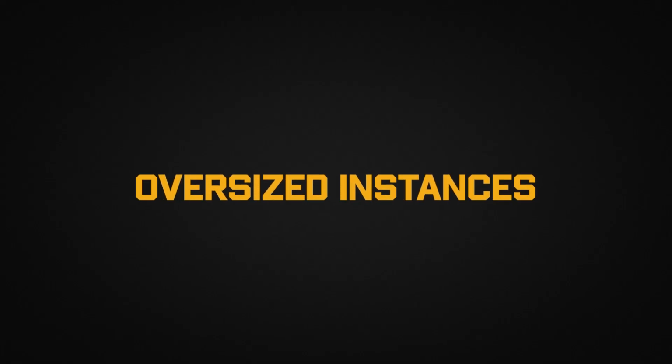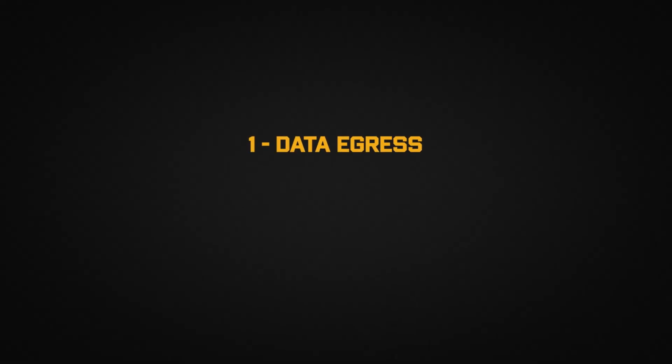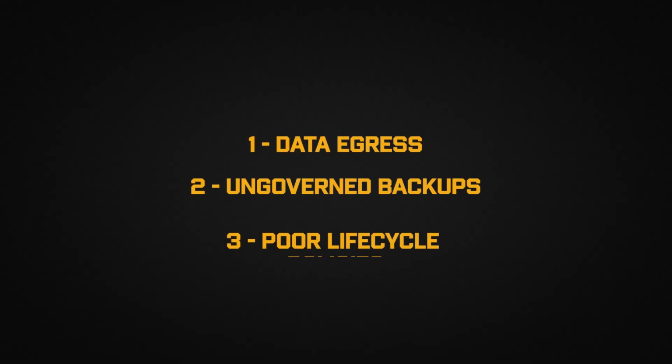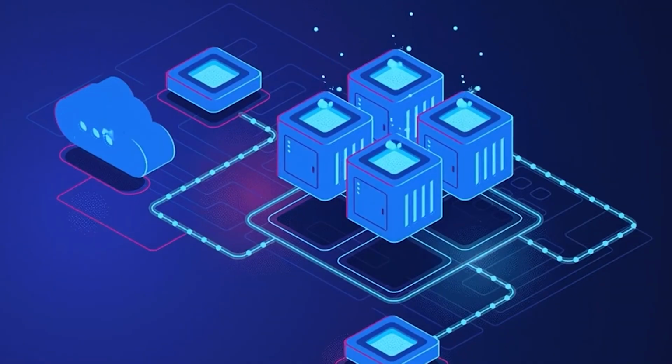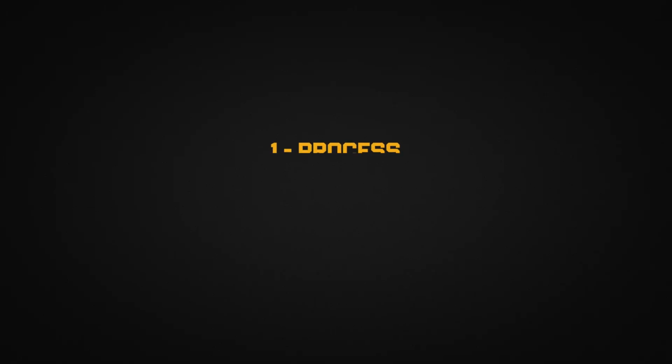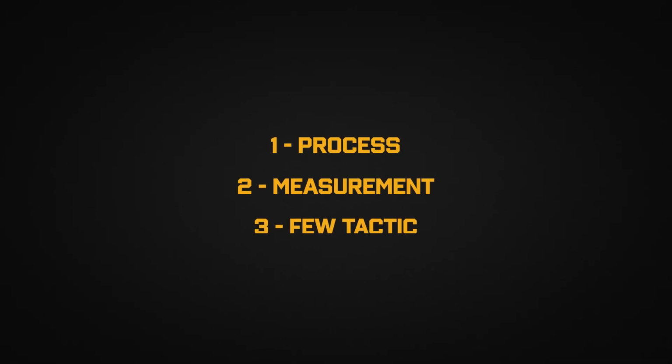In this video, we will get a practical step-by-step playbook to reduce cloud costs. Why do cloud bills go so high? A few common reasons are oversized instances, on-demand usage where commitments would help, data egress, ungoverned backups, and poor lifecycle policies. You don't need a radical re-architecture. You need process, measurement, and a few tactics.